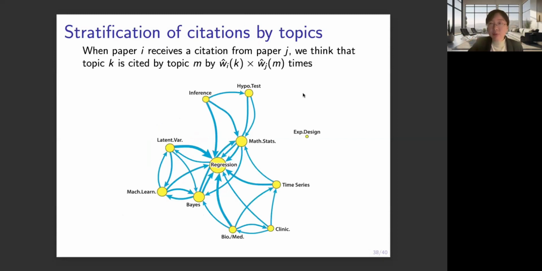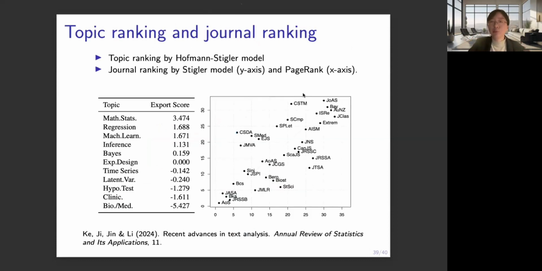I have some other results about the joint analysis of the citations and the text, and this will yield some journal ranking results and topic ranking results. Due to the time constraint, I will skip all of them, but point you to this paper. By the way, this topic ranking ranks bio and medical research at the bottom, which doesn't mean that this area is not good. We have a detailed explanation of why this is true. Please see the paper.